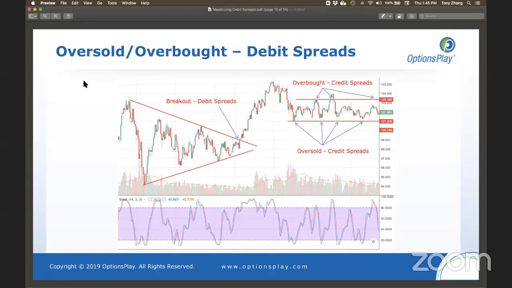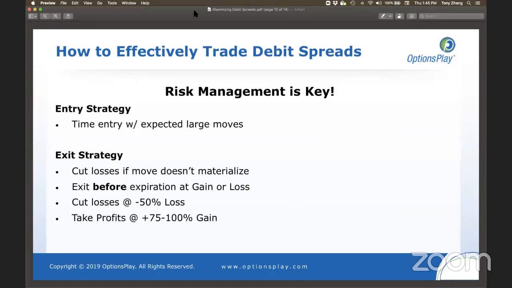So it's really important to understand that from a risk management perspective, because even though debit spreads are one of the most efficient ways to deploy your capital, you can reduce your risk further by cutting losses if the move that you expect does not materialize. And the general rule of thumb that we have with cutting losses and taking profits on these trades prior to expiration is you want to cut losses at about 50% loss on a trade. So if you buy a debit spread for $1 and it's trading at 50 cents or less, it's time to consider cutting those losses and moving on, because that simply means that the move you expected did not materialize.